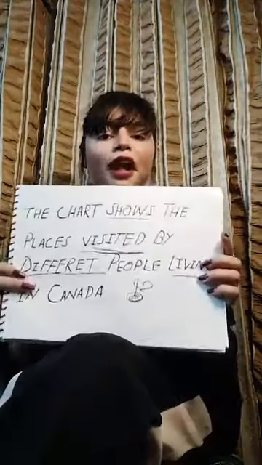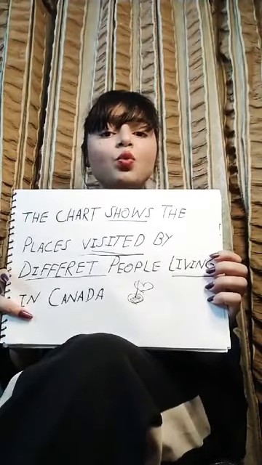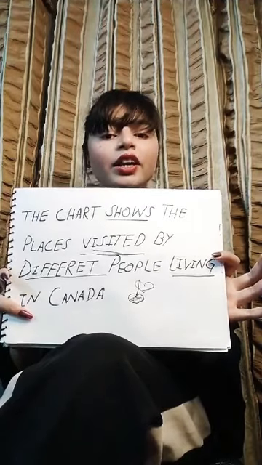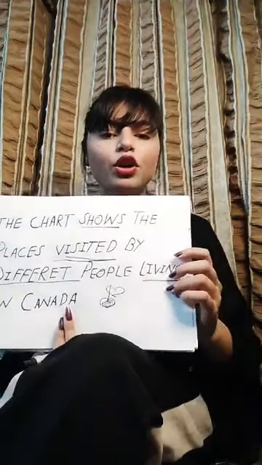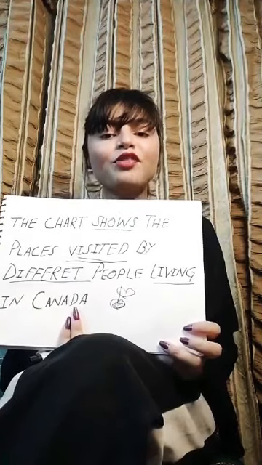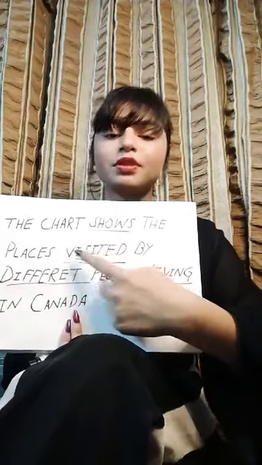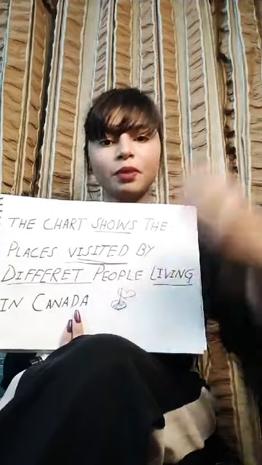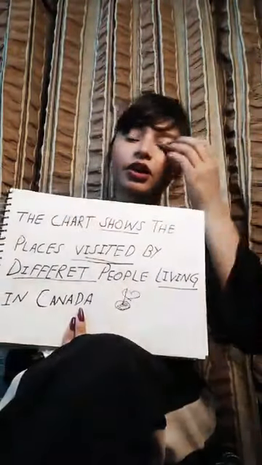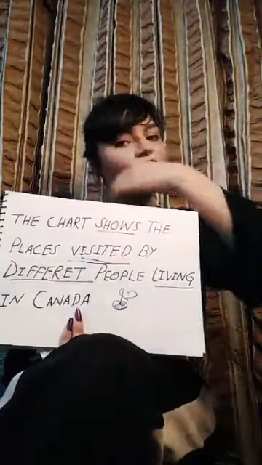And so many people have answered for this one, that is, the chart shows the places visited by different people living in Canada. Right, so we're going to read the last comment by Farah first. Farah says that the chart describes, you have to put an S here, because of course chart is a singular noun, so you will put an S here. Sorry, I have to fix my hair too. This is the woman inside me.